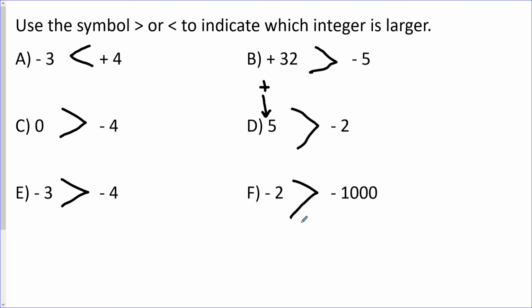Okay, same idea with this one here. So -2 is much closer to 0. It's much closer to those positive numbers than -1000.